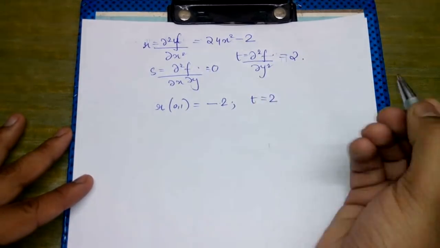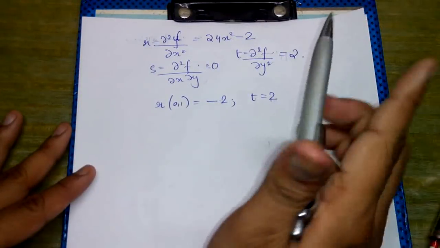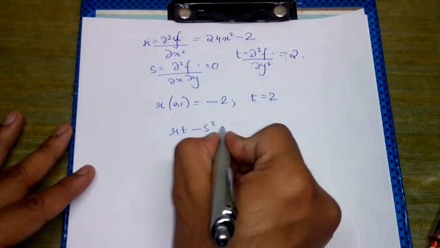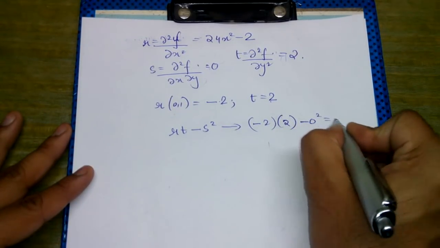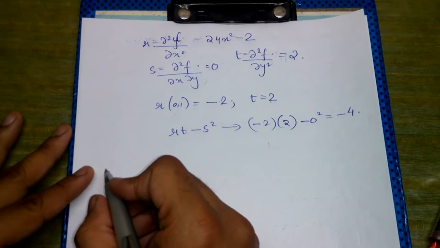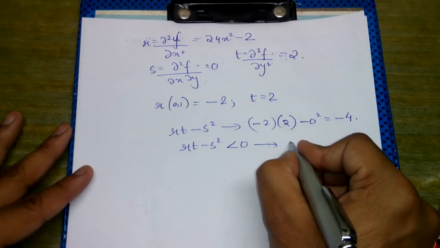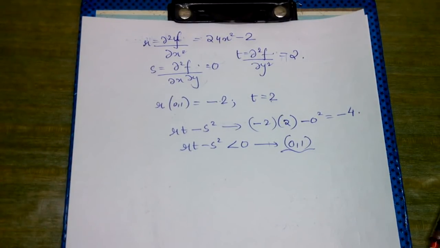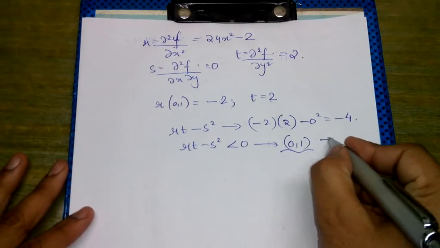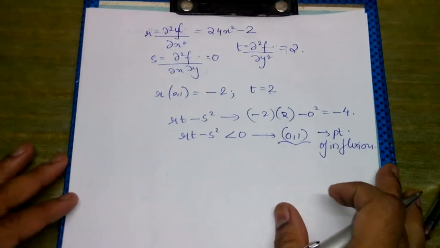t will be 2 only, because r can vary, t remains 2, and s is always 0. So if we calculate rt minus s square, this would be minus 2 into 2 minus 0 square, which comes out to be minus 4. So rt minus s square is less than 0, therefore 0 comma 1 is a point of inflection.